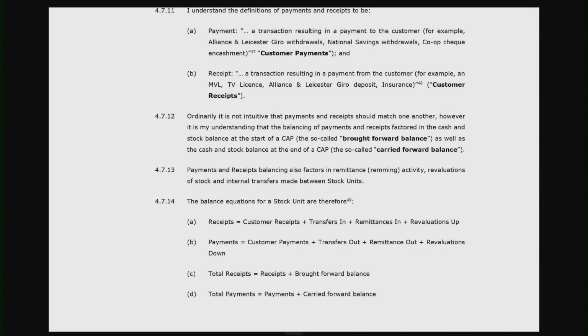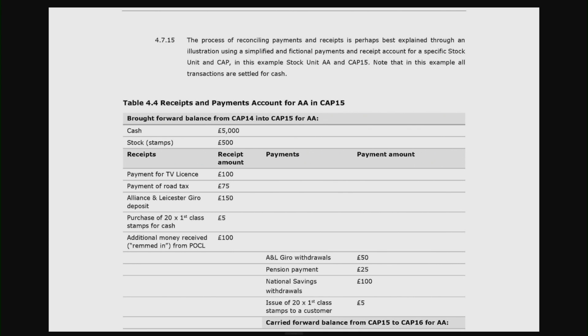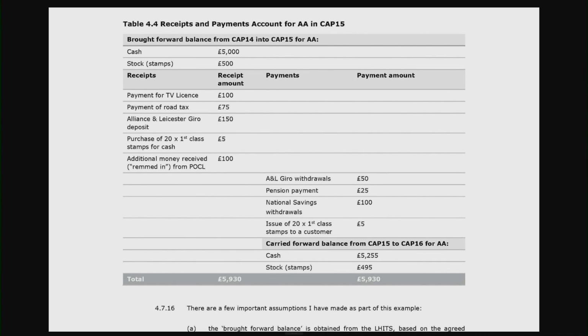You draw these threads together in paragraph 4.7.15 on page 53 in an example table, Table 4.4. Can you talk us through this, please? Certainly. This is a simple example. We start off with the brought forward balance for both cash and stock, which in this case just represents stamps. So the cash was 5,000 pounds and the stock was 500 pounds.